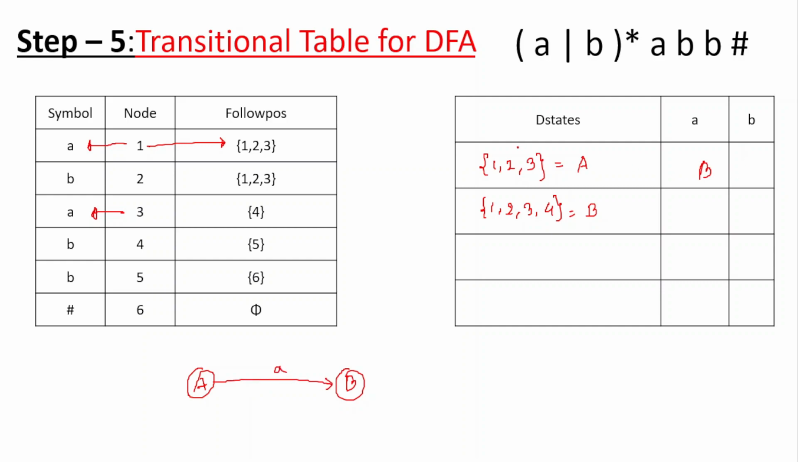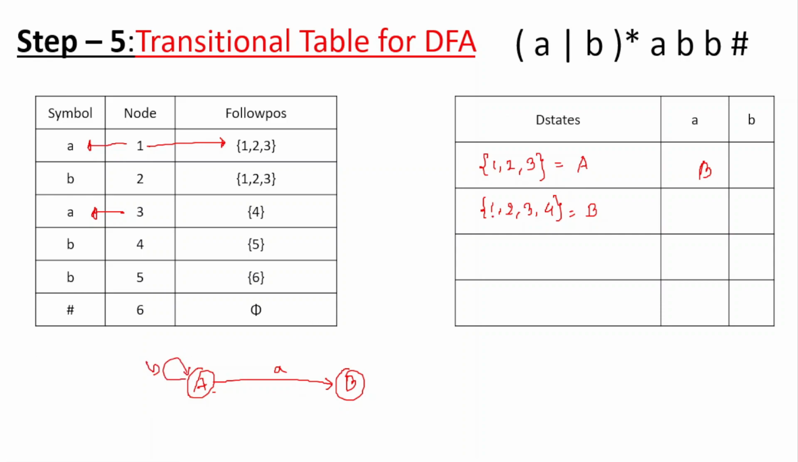Now for case B, B is only 2. Only 2 represents B, and from 2 I get 1, 2 and 3. I don't get the 4. So I cannot reach the B state because B represents 2 and 2 has only 1, 2, 3 in its follow-up. So it is the same as this one. So when I get B, it will be repeating itself here.